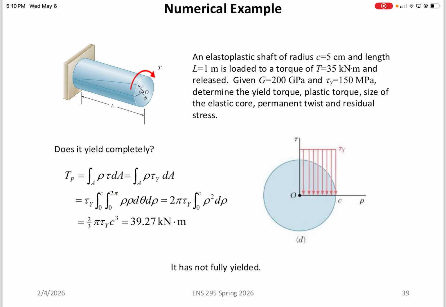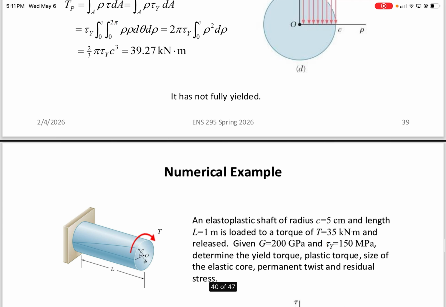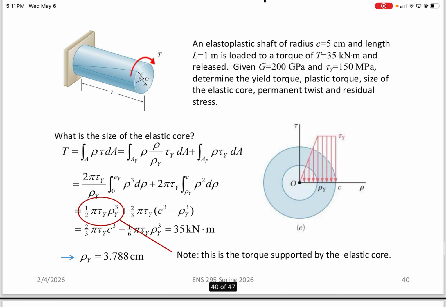So we're off by about 4.27 kilonewton meters, which means that there is a core that ultimately develops, a section that hasn't reached yielding yet. Does that make sense? So from there, we can calculate the radius at which yielding would initially develop, or the point where we're still within linear elasticity.